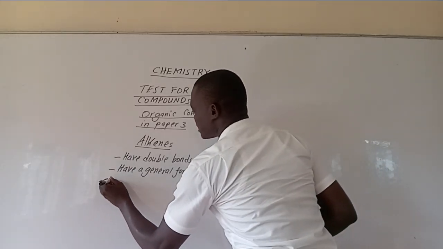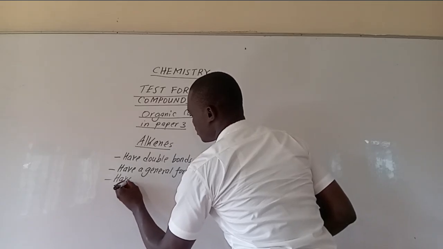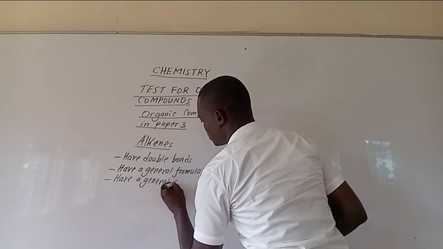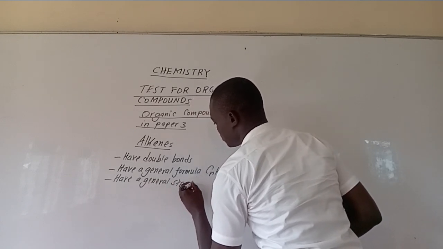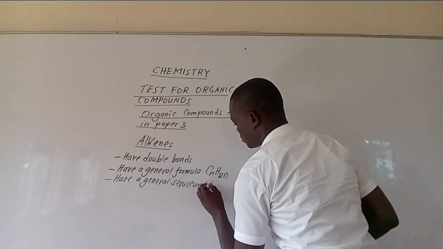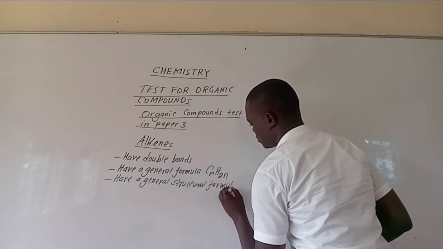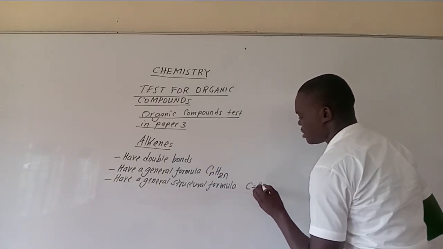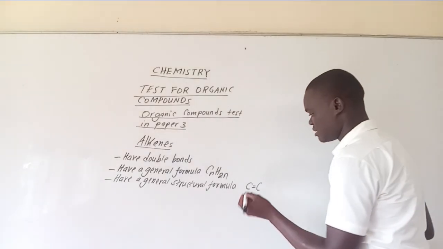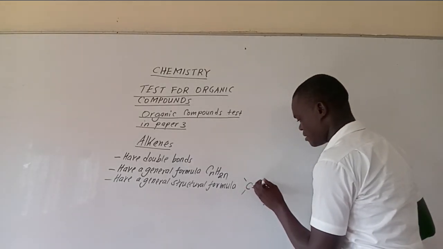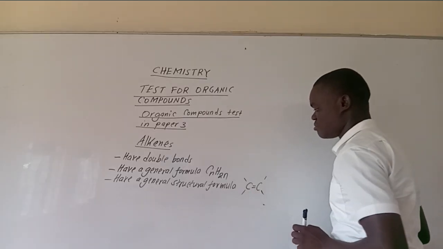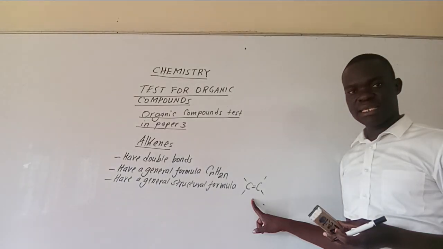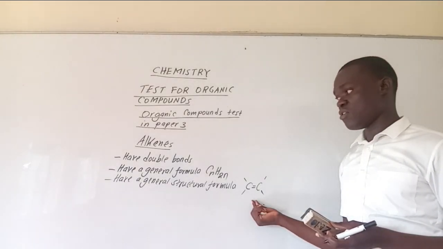They have a general structural formula. C, then double bond in between the two carbon atoms. Then we put those bonds like that. So this is the general structure of alkenes.